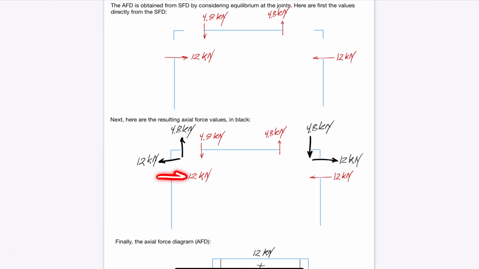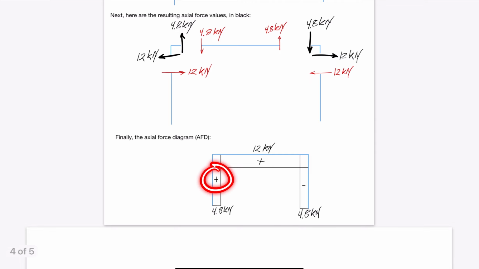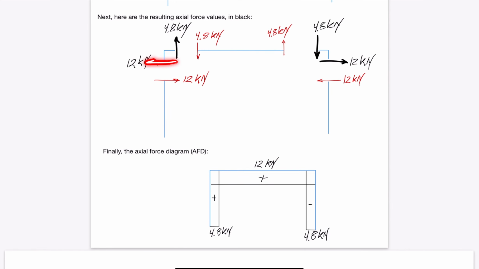The important point now is to observe that this 4.8 kN force is pulling point B upwards, meaning that column AB is in tension. That is reflected in this plus sign, and confirmed by the earlier observation that the foundation at point A is in tension. The two 12 kN arrows are pulling at either side of the beam, meaning that the beam is in tension. That is reflected in this plus sign. Finally, the downwards pushing 4.8 kN force at point C means that column CD is in compression. That is reflected in this minus sign, and confirmed by the earlier observation that the foundation at point D is in compression.